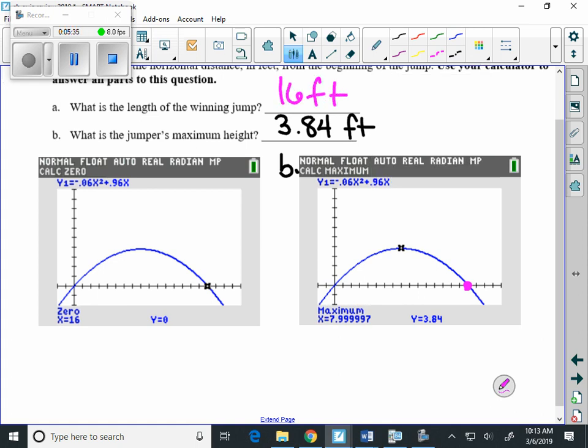In this particular case, at least on that first one, you might be able just to look at your table or look at the actual grid. But it doesn't always work out to be a nice even number like that. So you're probably better off using the second trace and the 0 feature for that one.